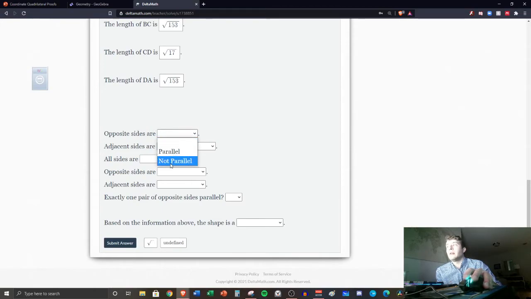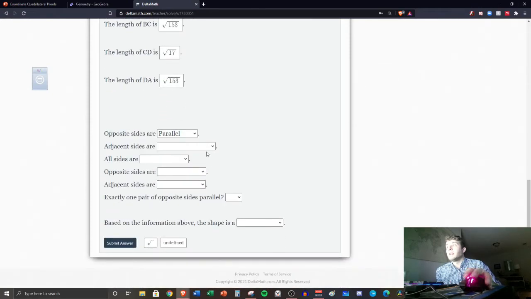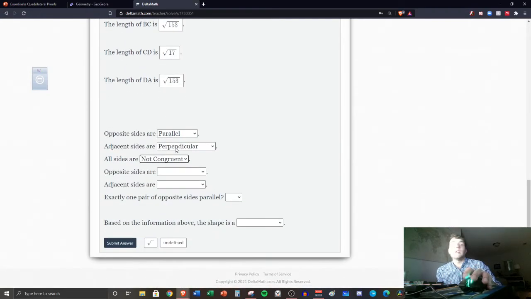Opposite sides, are they parallel or not? Well, they are parallel. We proved that right here and here, here and here. Those are opposite sides parallel. Adjacent sides, perpendicular? Yes. That is the property we're looking for to show it's a rectangle. All sides congruent? No, that's not the case. If they were, then it would be a square at this point. Opposite sides congruent? Yes, they are. Adjacent sides congruent? No, they're not.